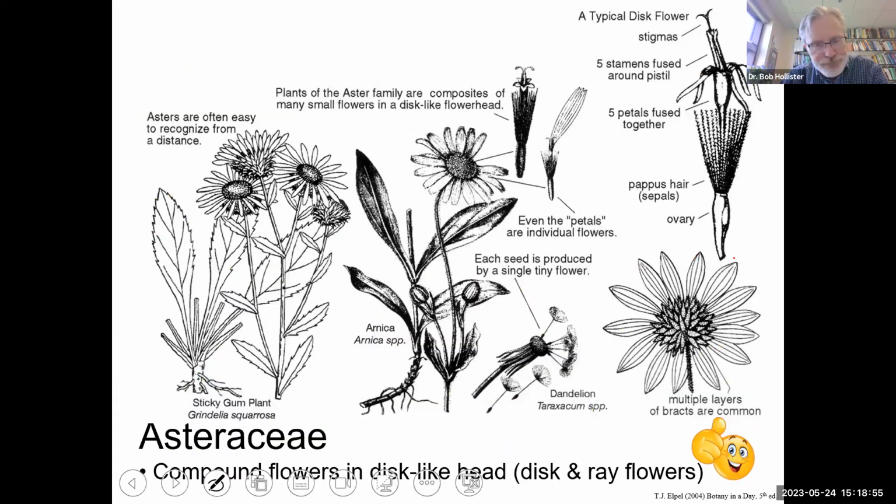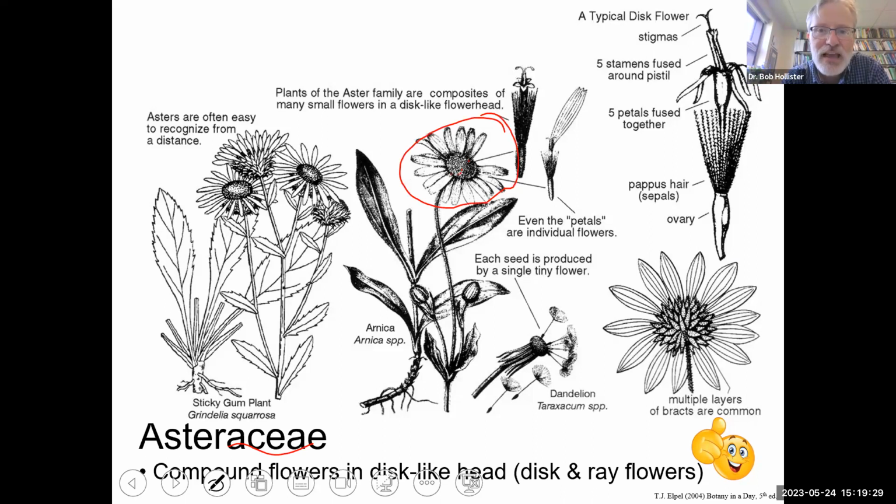Asteraceae. Asteraceae is another super easy family to know, but not so easy to know the species. We're just doing family today, so it's easy, but to take it to species can be a lot more difficult. A lot of people just think of dandelions and stuff, and they've got compound flowers. So what do we mean by compound flowers? Well, this is not one flower. This is like 100 flowers.